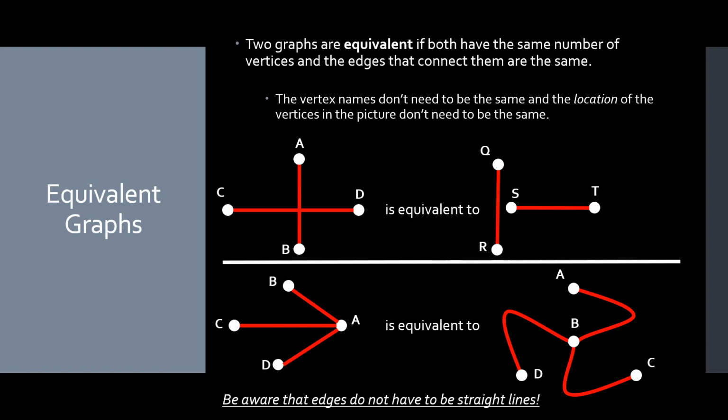And by the way, if I didn't say this earlier, edges don't have to be straight lines. There's nothing that says that they're just lines. They can be squiggly and weird and have loop-de-loops as long as people understand what they are. So that's it.